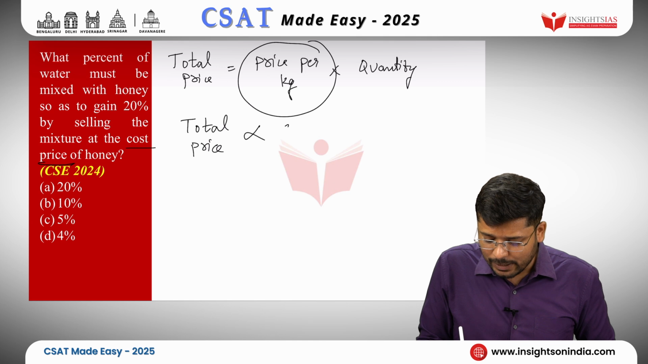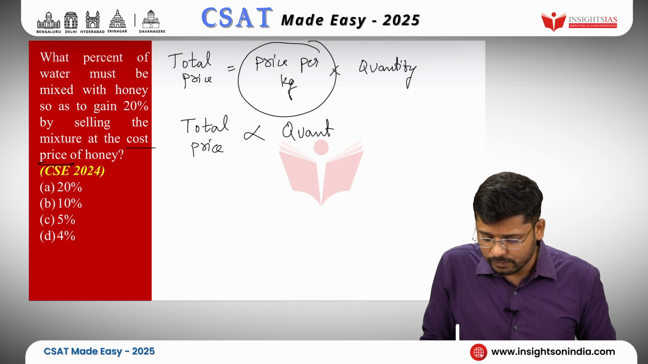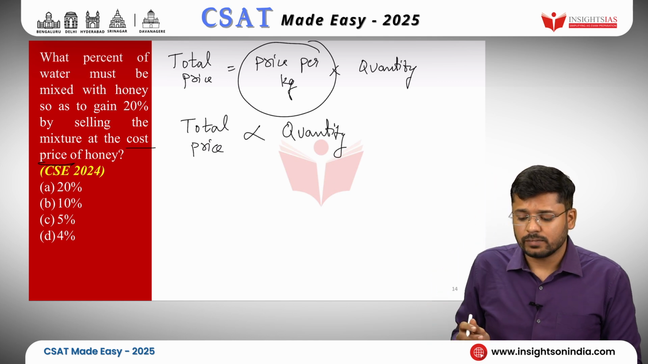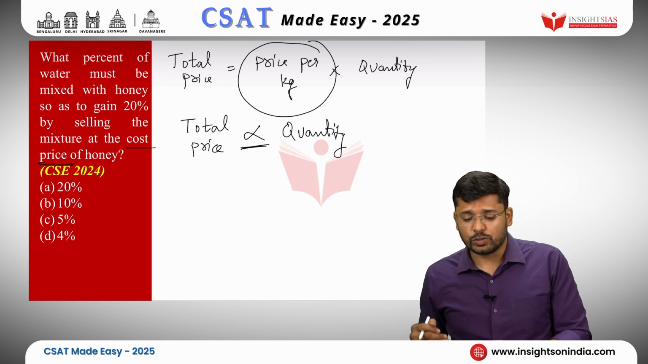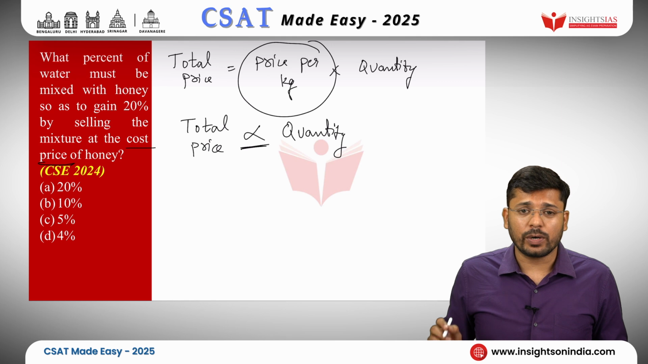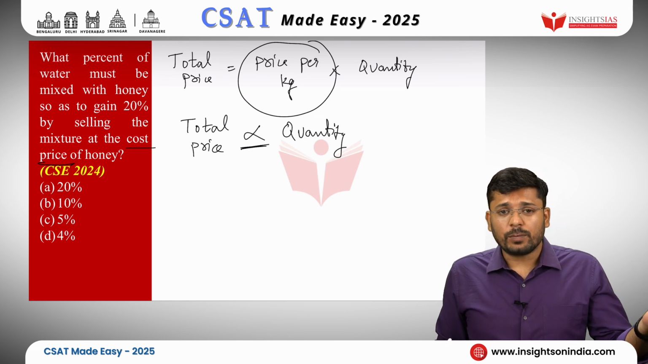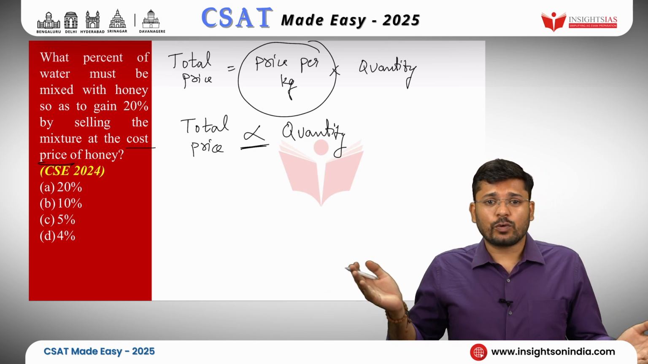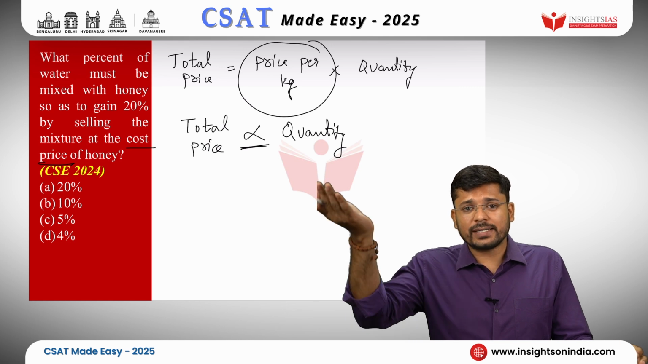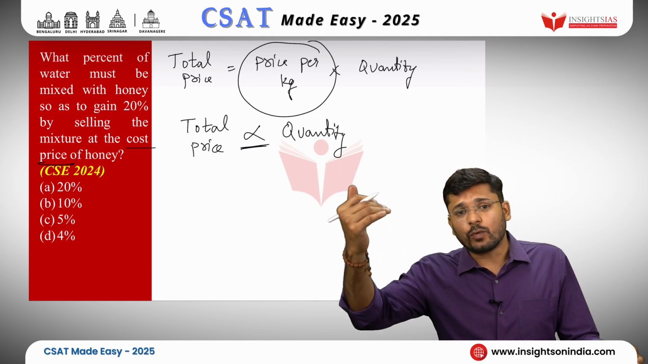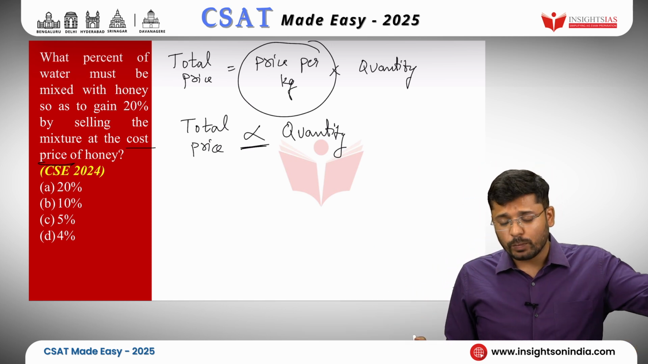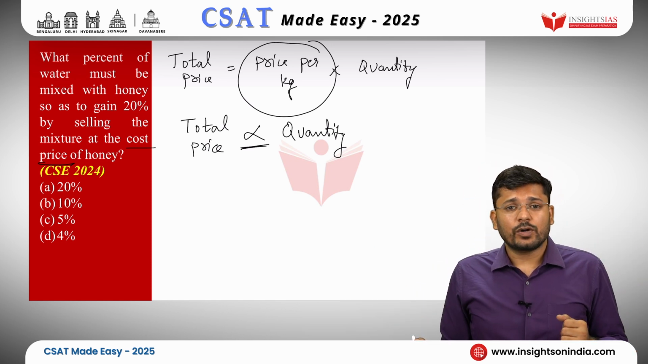Total price is directly proportional to quantity. This is the proportionality symbol. Total price is directly proportional to quantity. With one value remaining constant, the total price varies the same as the quantity, right? If quantity is increased by 10%, total price is increased by 10%. If the quantity is decreased by 20%, the total price also decreases by 20%.